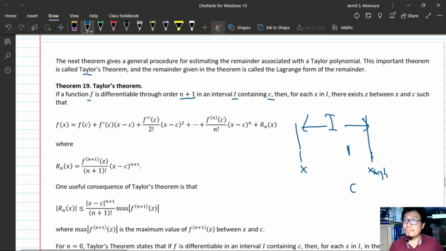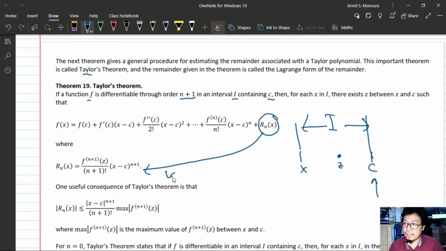Okay, instead of saying that there are two numbers involved, let's just involve x and c, since both of them would be in the same interval. So the endpoint is x and the other endpoint is c, and this is where the center of your polynomial is. Now there exists z between x and c such that the remainder is evaluated as this one. This is called the Lagrange form of the remainder.